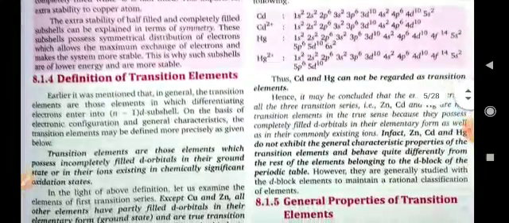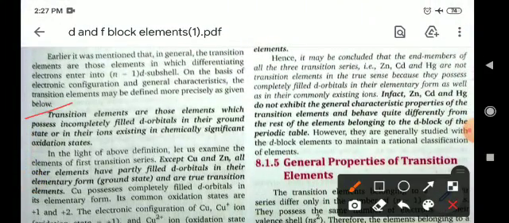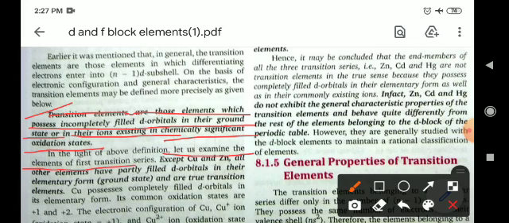Okay, now come to the definition of transition elements. Transition elements are those elements which possess incompletely filled d orbitals in their ground state or in their ions existing in chemically significant oxidation states. Okay, in the light of the above definition, let us examine the elements of the first transition series. Except copper and zinc, all other elements have partially filled d orbitals in their elementary form or ground state and are true transition elements.